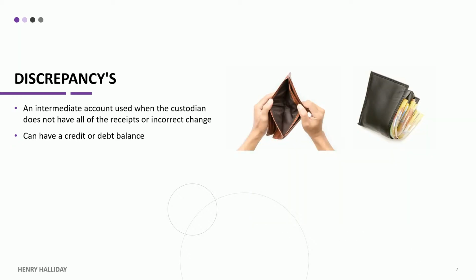After you've done that, there may be some discrepancies over or under the total value of the fund. This may be because the custodian missed a receipt or was given some incorrect change. So you use a cash over and short account, which is an intermediate account, which can either have a debit or credit balance. That's about it.